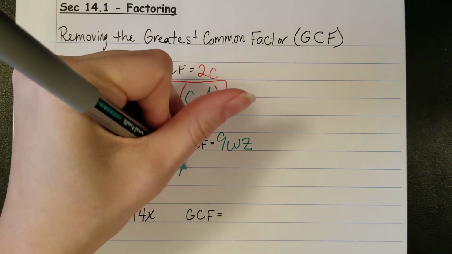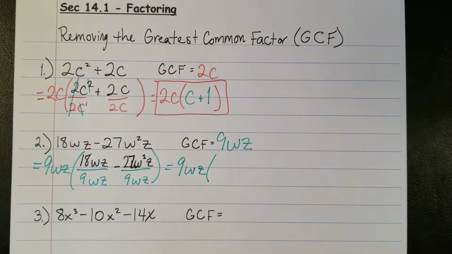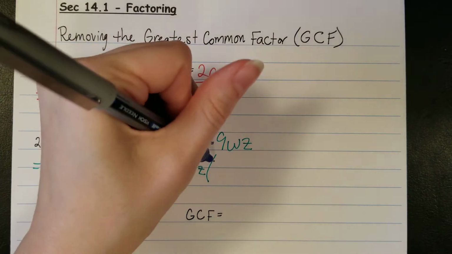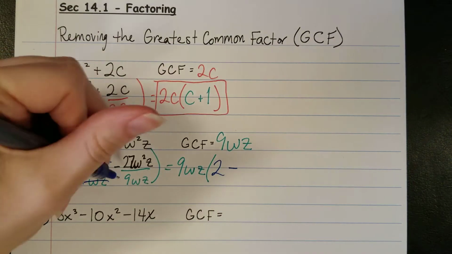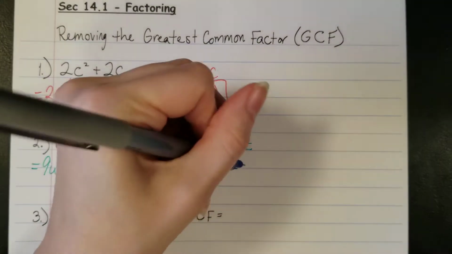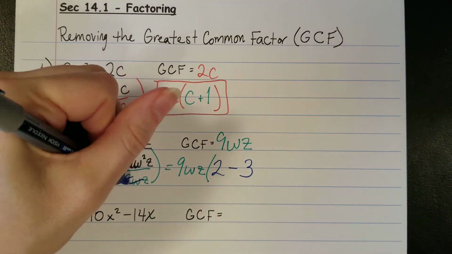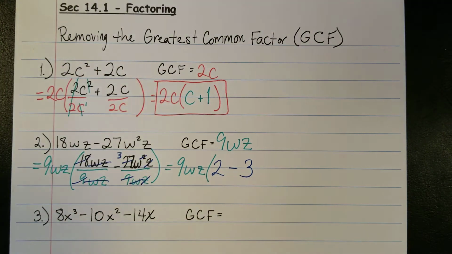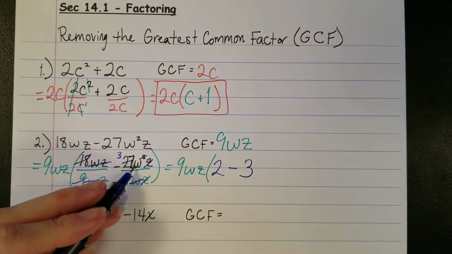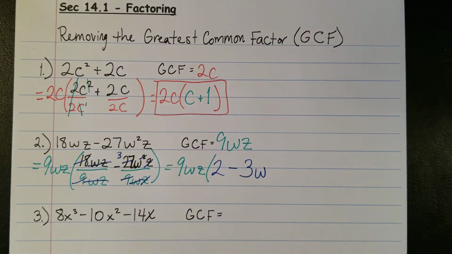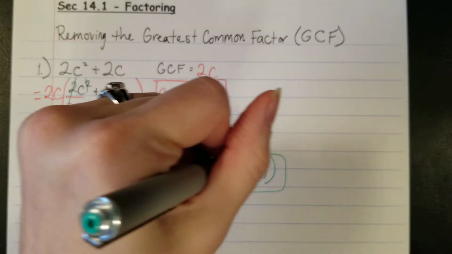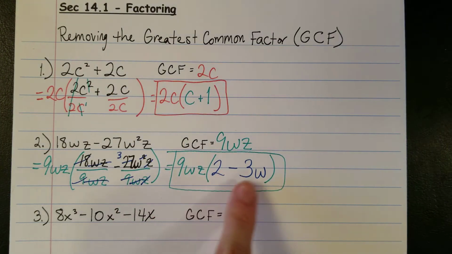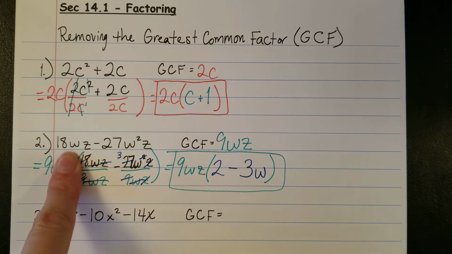So keep that GCF in the front. 9 goes into 18 2 times, and then WZ just cancels out. 9 goes into 27 3 times, and one of the W's will cancel out and the Z's will cancel out. So you're left with 3W. And that's our final answer. And again, if you were to distribute that, you would see that it's the same as that.